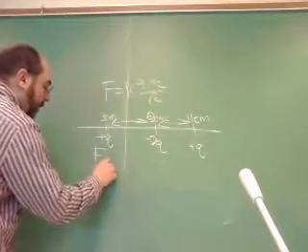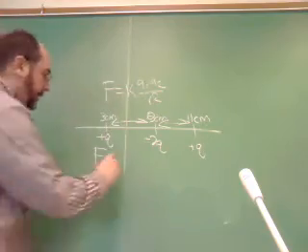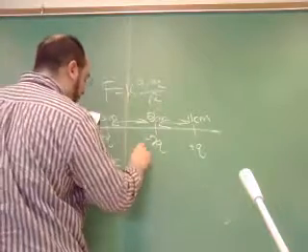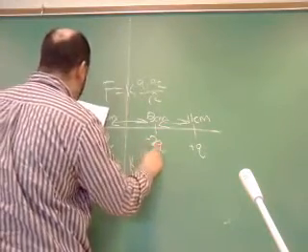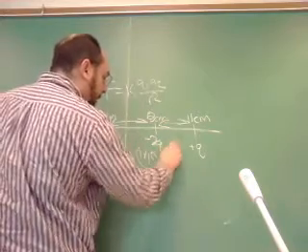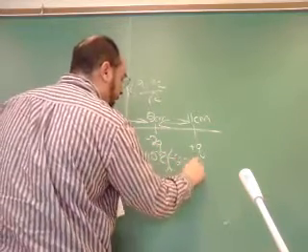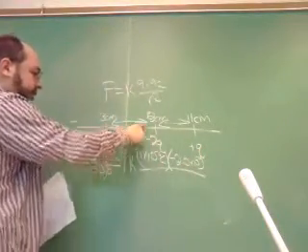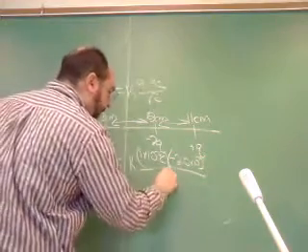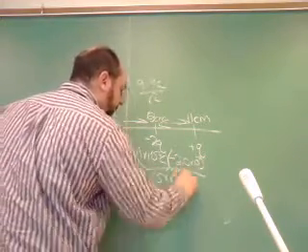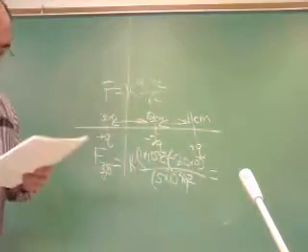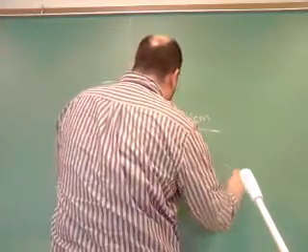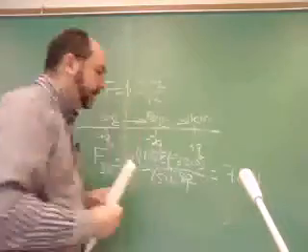The force between the particle at 3 centimeters and 8 centimeters is going to be K, 9 times 10 to the 9th, times Q1, that's 1 times 10 to the negative 6 coulombs, times Q2, negative 2 times 10 to the negative 6 coulombs, divided by R squared, the distance between the two, that's 5 centimeters, 5 times 10 to the negative 2nd meters, squared. I plug in those numbers and I get a force of 7.2 newtons.